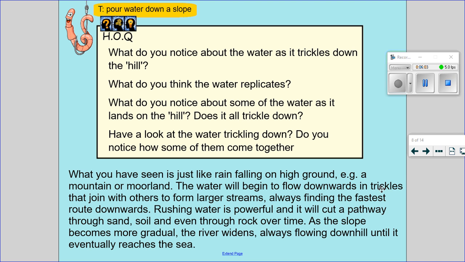what you have seen is just like rain falling on high ground. So for example, a mountain or moorland. The water will begin to flow downwards in trickles that join with others to form larger streams, always finding the fastest route downwards. Okay, so the water will always look for the fastest way to get down. Rushing water is powerful because it can cut a pathway through sand, soil, and over time it can even break through rocks or cut through rock. And as the slope becomes more gradual, the river widens, okay? So it's always flowing downhill until it eventually reaches the sea.